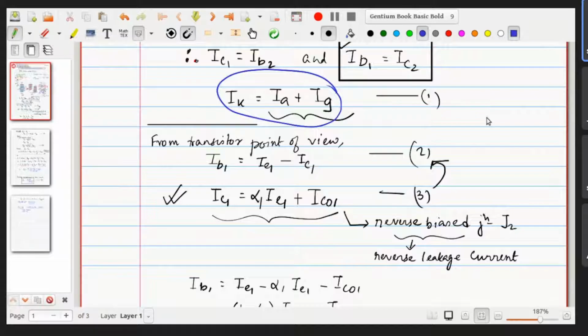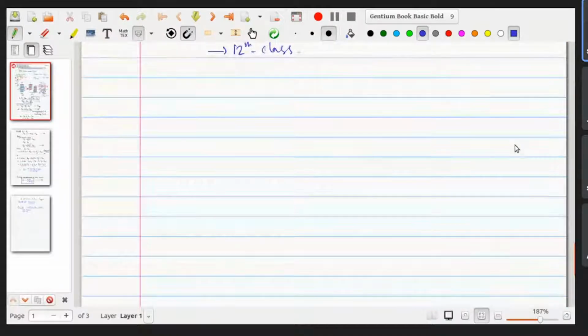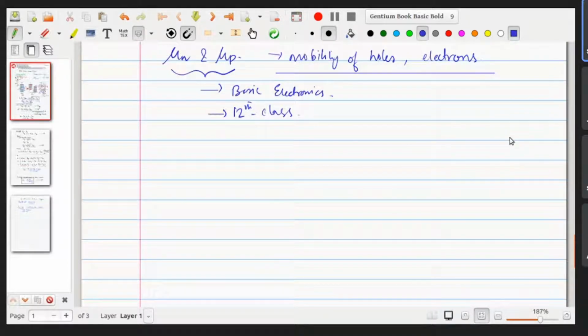Now, what we will be looking at is the gate characteristics. Let me try to draw this figure, to show how it is going to work.